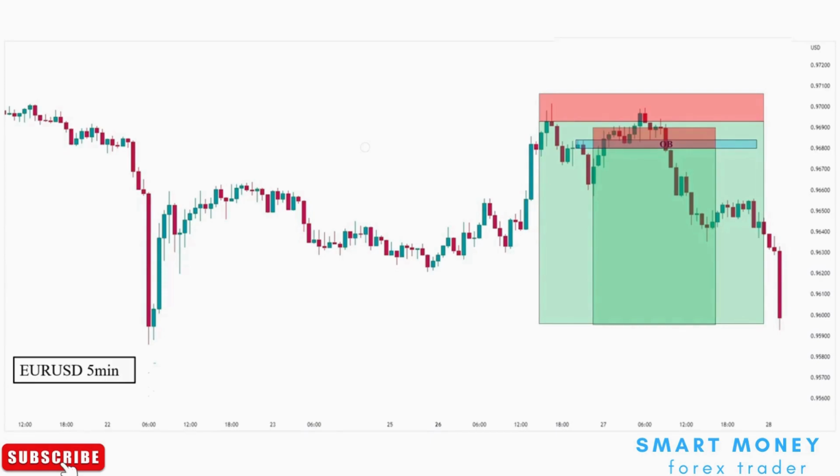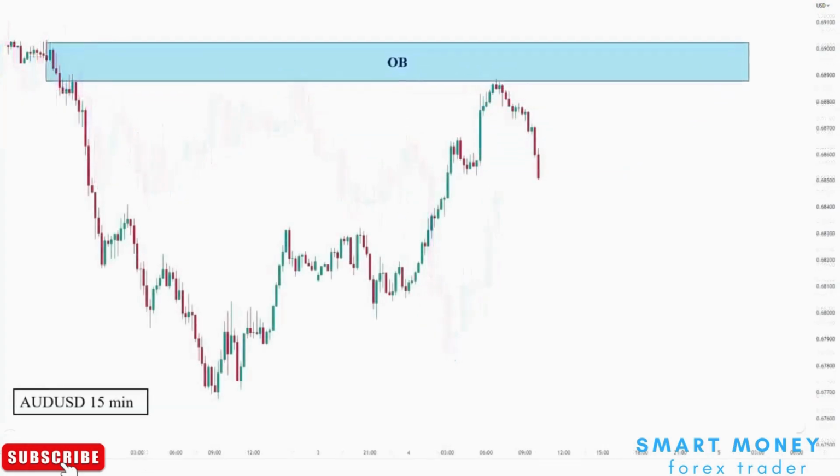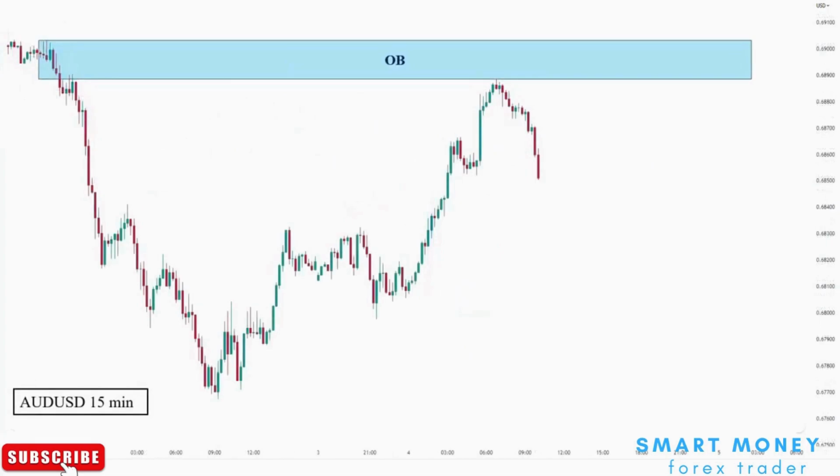Let us see another example on the Aussie dollar, which is partly different from what we had earlier. Here we have an impulsive move to the downside, so we draw our order block. Since this is a 4 hours time frame, we zoom in to 15 minutes to find possible short entries. In 15 minutes, we have already made a change of character, so it's time to find a new order block and place short entries. But there is one problem.